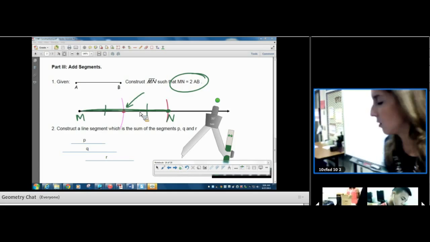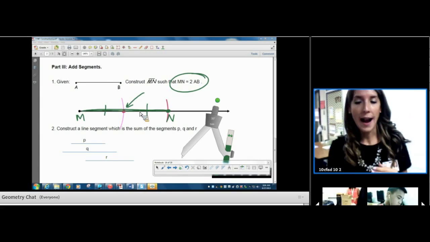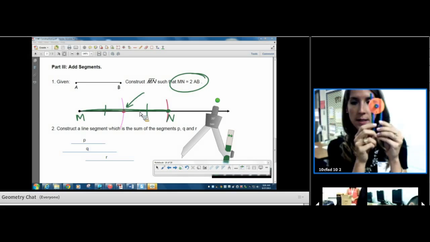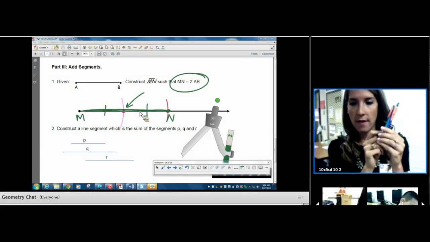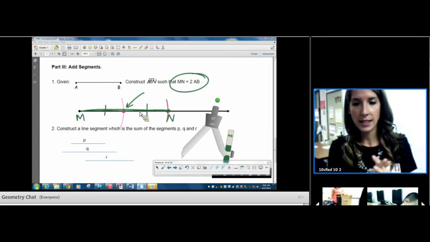All right, so the 2 problems that are left, you should practice on your own with your compass, and we can go over questions if you have them tomorrow. Your homework tonight is called Lines, Planes, and Their Relationships.